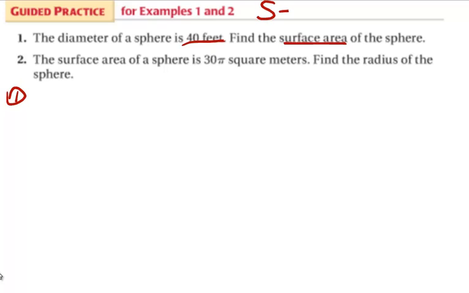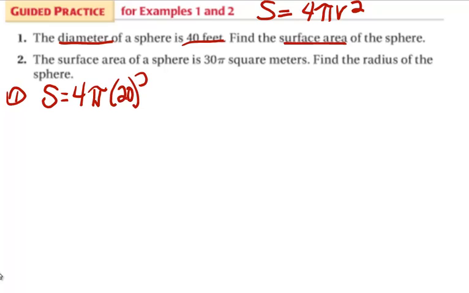Let's go up here and we'll write surface area again: 4 pi r squared. Diameter is 40 feet. Well, what part of that do we need? Half the diameter. So my radius is going to be 20 feet. So surface area equals 4 pi, radius, however, is 20 feet squared.